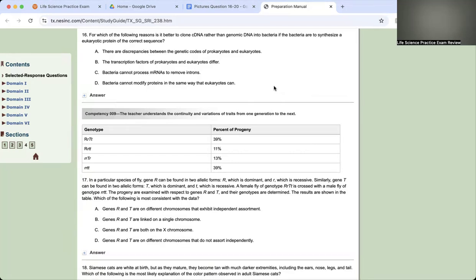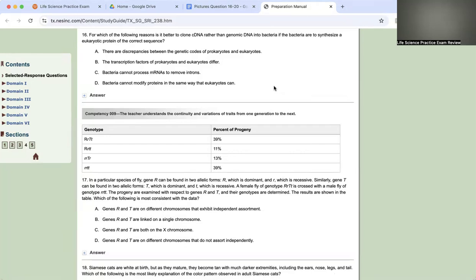The progeny are examined with respect to the genes R and T, and their genotypes are determined. The results are shown in the table above. Which of the following is most consistent with the data? A, genes R and T are on different chromosomes that exhibit independent assortment. B, genes R and T are linked on a single chromosome.